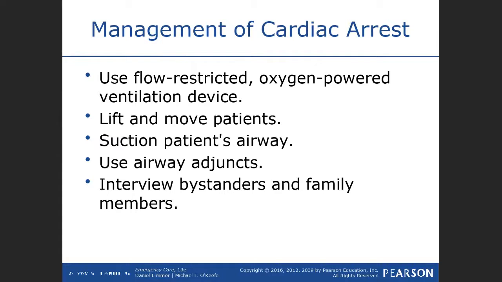This is a textbook guideline: use a flow-restricted, oxygen-powered ventilation device. I personally don't like those. I'd much rather prefer a BVM, and those devices are contraindicated in pediatrics.